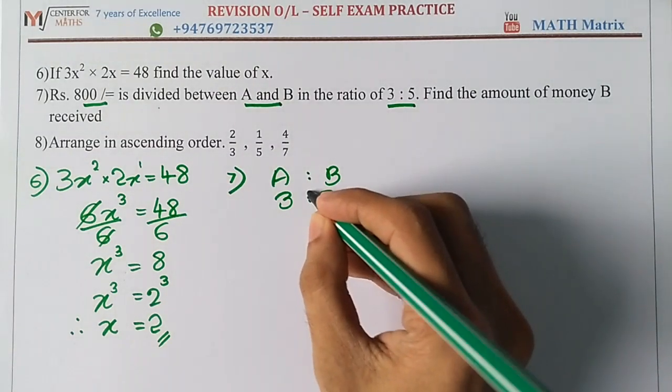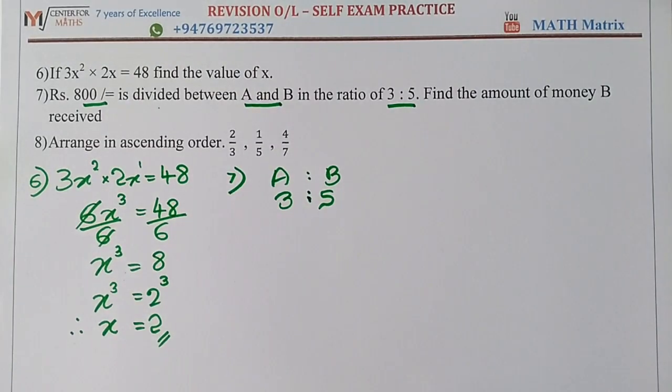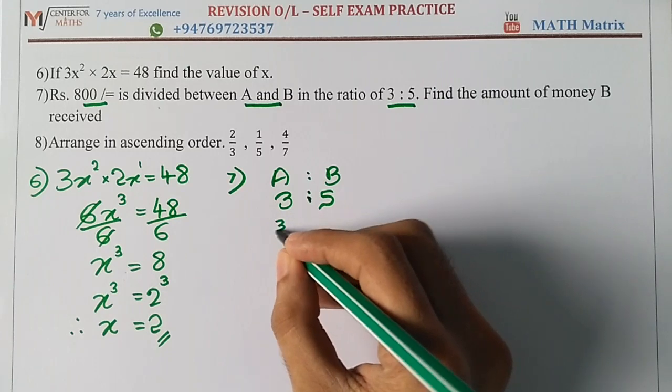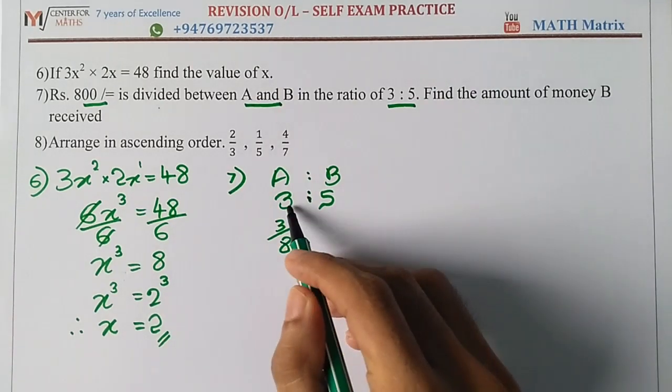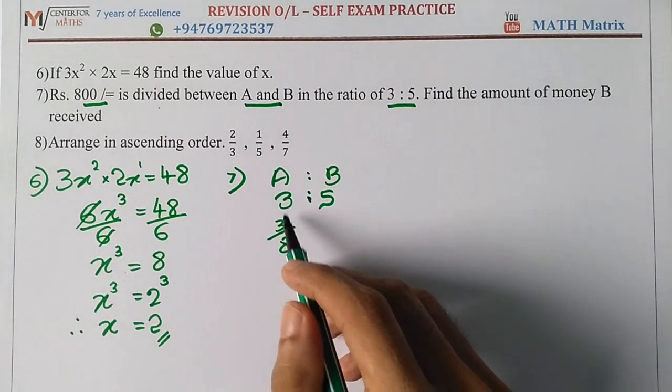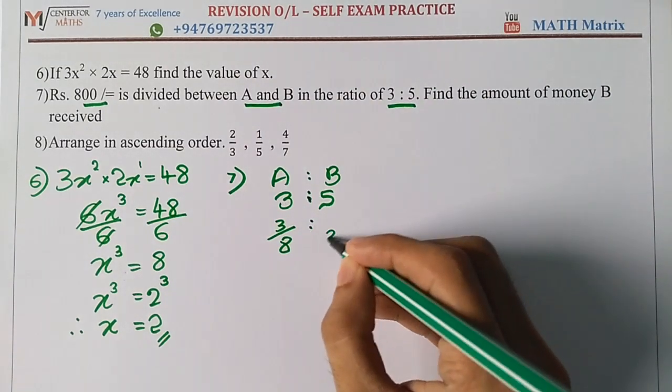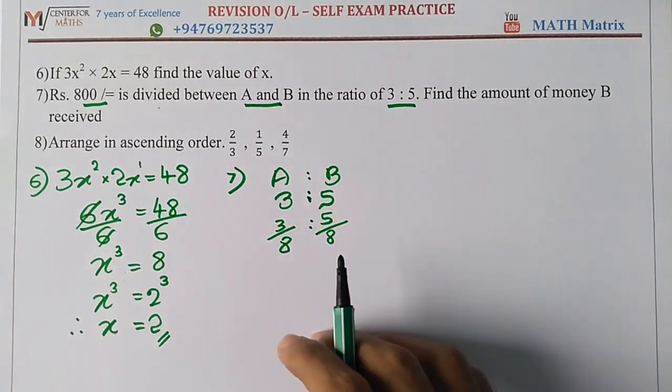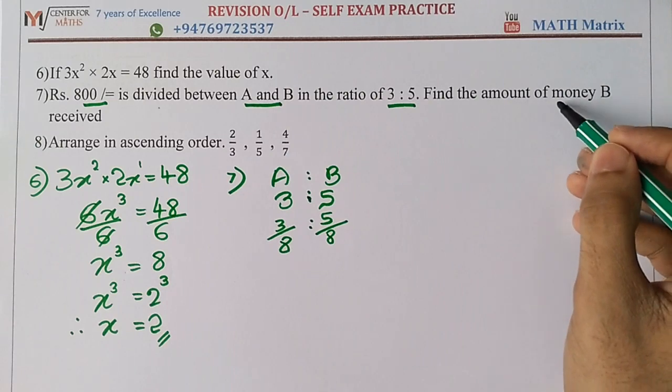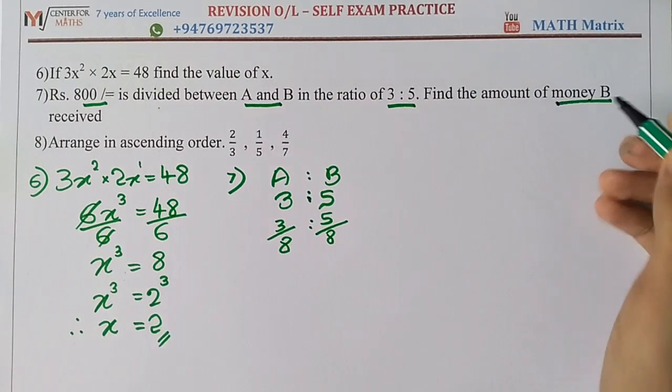Okay, so first of all, what we have to do? First of all, we have to mark them in fraction format. It's better to mark like that. 3/8. The total is 3 plus 5, it's 8. Out of 8, 3 parts for A, and out of 8, 5 parts goes for B. That's it. And here they are asking us to find the money received by B.